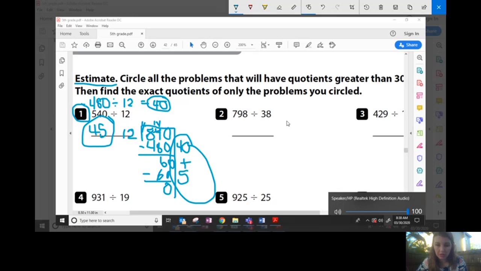You could also use long division, so I'm going to come over here and use the standard algorithm or long division. I know that some of your teachers have showed you this, so I'm going to go ahead and use this method as well.